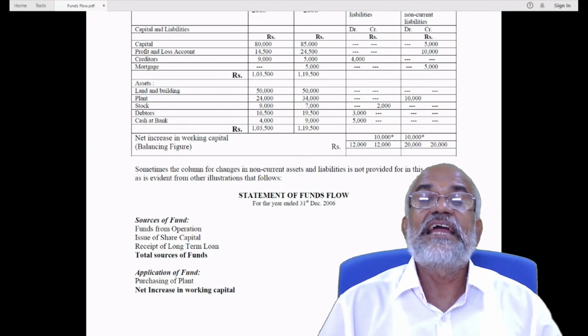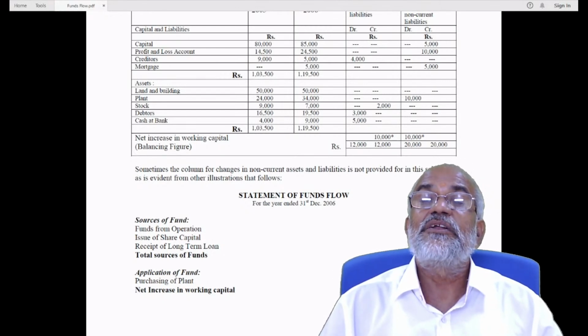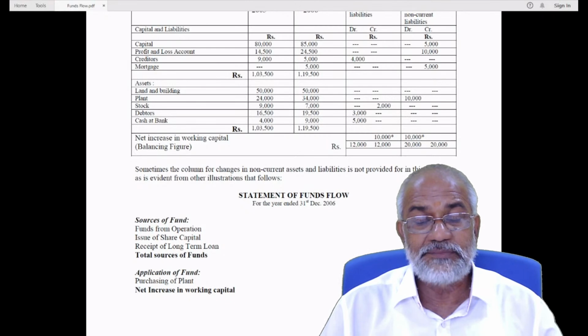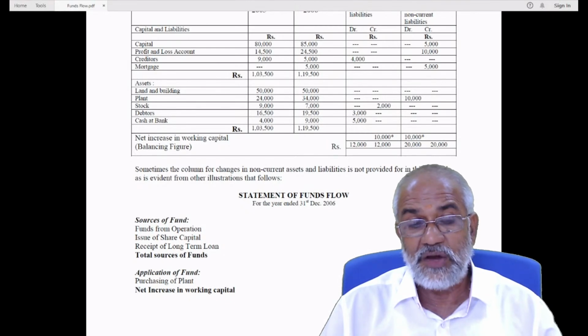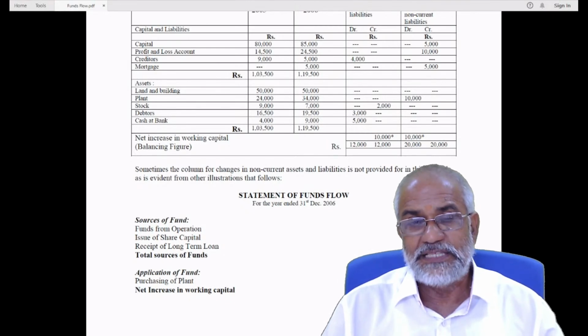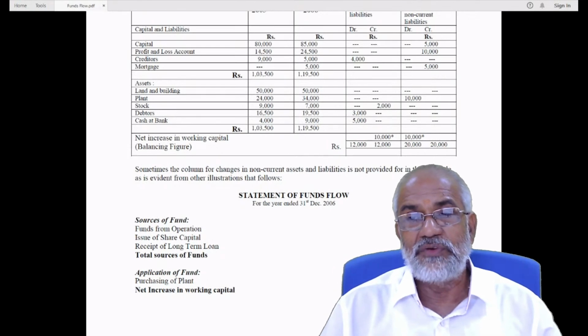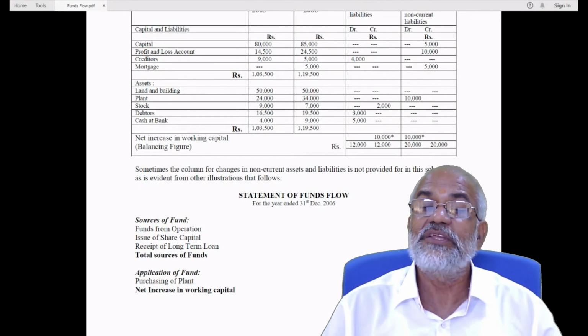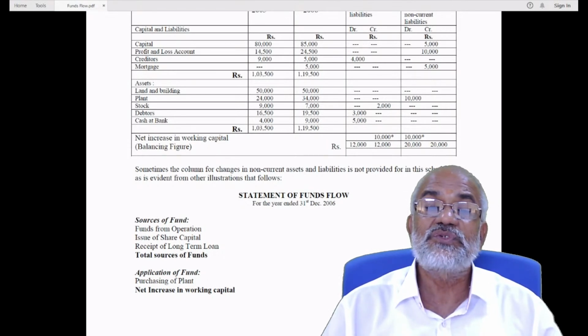Then the next item appearing in the credit column of the non-current category is 5,000 rupees. That is on account of loan. The loan was 0 at the beginning of the year, and the loan is 5,000 at the end of the year. That means a loan of 5,000 rupees was taken. So that is receipt of a long-term loan, which is also a source, so it is also taken under the sources category. Accordingly, 10,000, 5,000 and 5,000, in total sources of funds became 20,000 rupees.